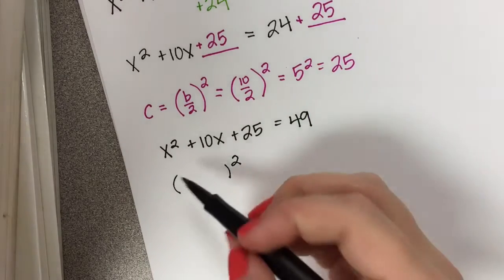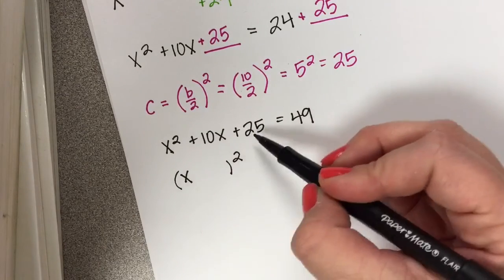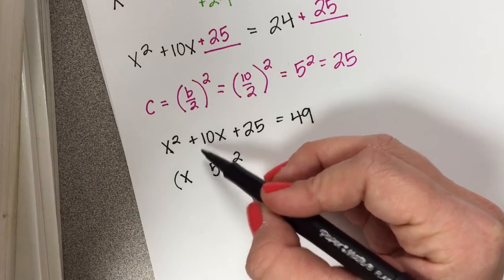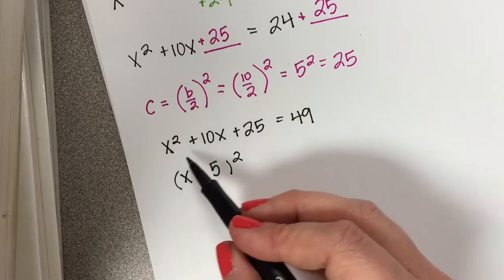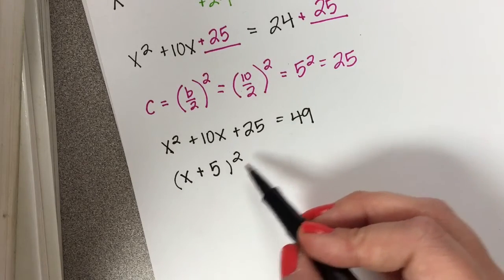The way to do that, and we learned this last chapter, is the square root of x squared is x, the square root of 25 is 5, and then I take this plus sign and put it in here. So I was able to factor x squared plus 10x plus 25 into x plus 5 squared.